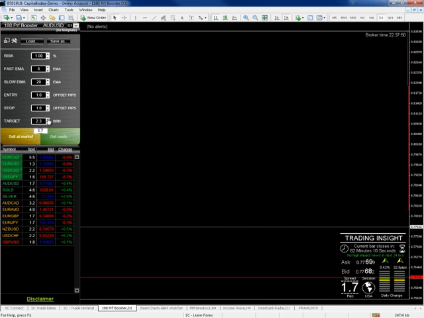If you put 3 here, it'll be triple. Okay, let's say you have £10,000 in your account. 1% is £100. So in this ticket, you're risking £100 to go for £300. Just so you can see how it works. All right.